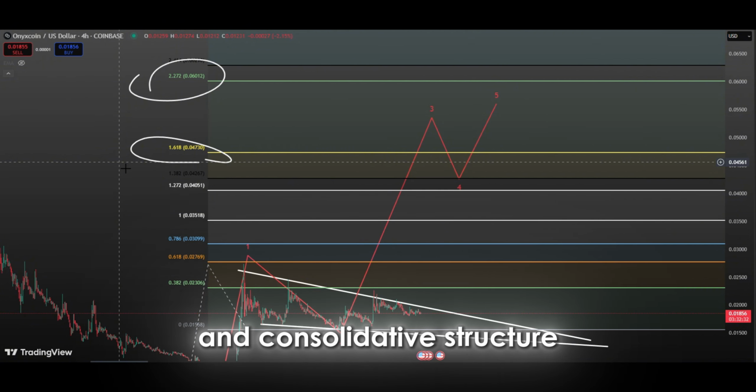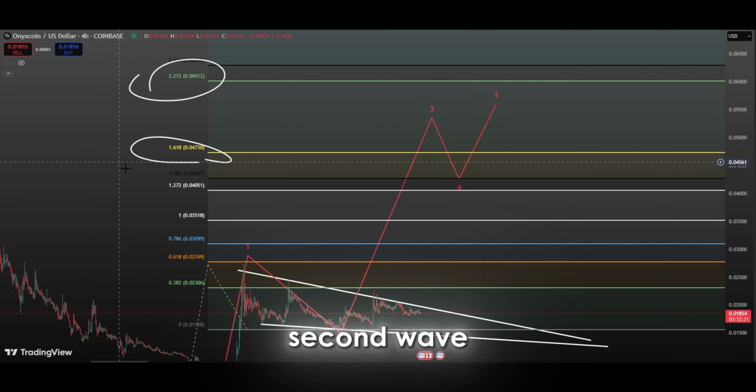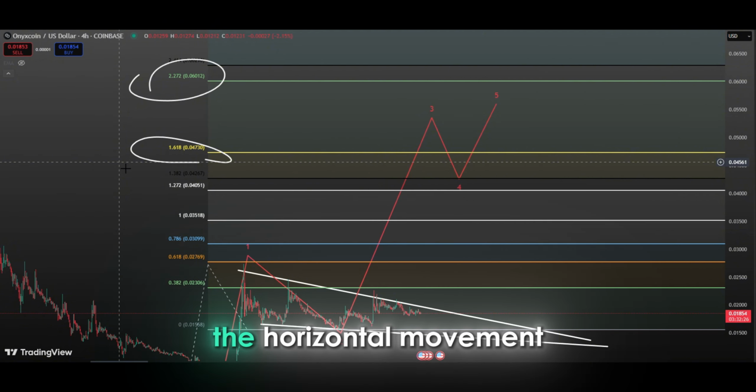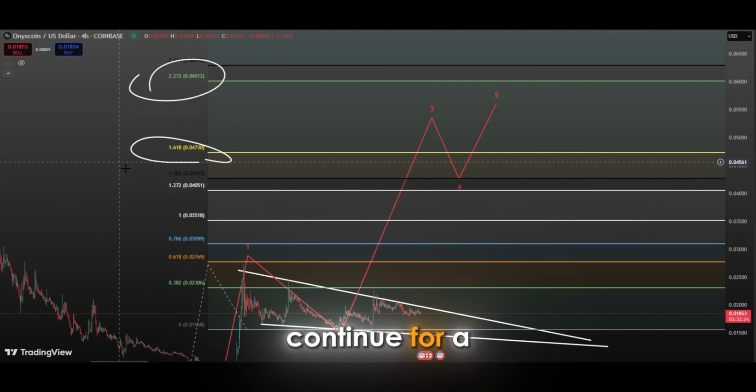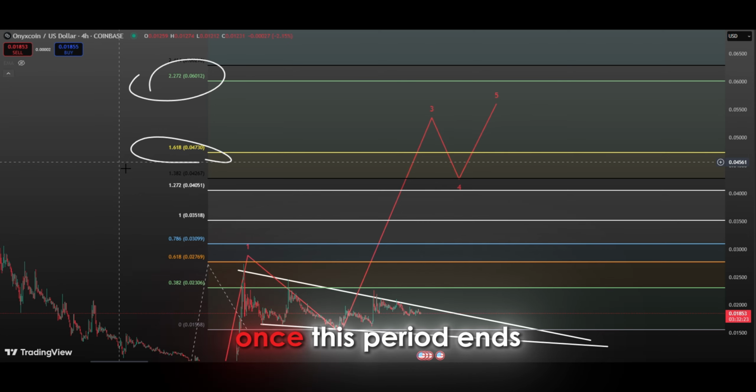Therefore, the horizontal and consolidative structure observed during the second wave is highly beneficial for shaping a long-term uptrend in the healthiest way possible. The horizontal movement within the second wave may continue for a while. However, once this period ends, the third wave is expected to begin.